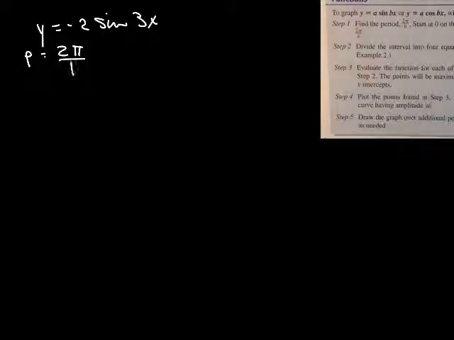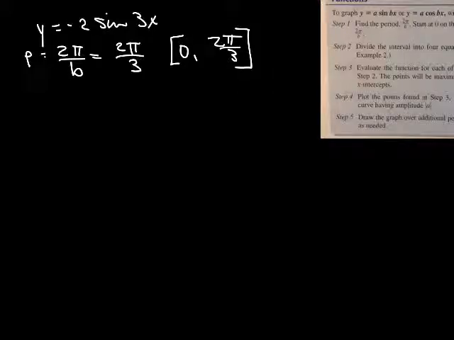our way through that. It's asking us to graph y equals -2 sine of 3x. Alright, so step 1 says find the period. Well, we know the period is going to be 2 pi over b, or 2 pi over 3. And so that's my period. Not real hard to find. Then we are going to find out what our interval is. Well, our interval is going to be 0, 2 pi over 3.